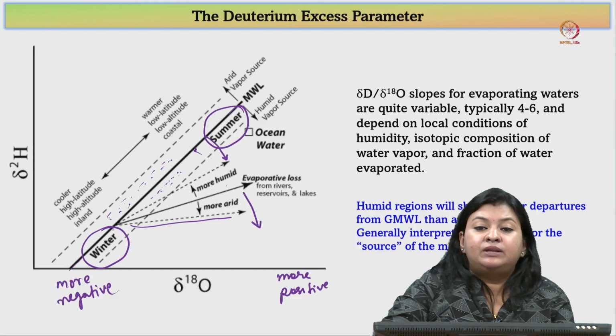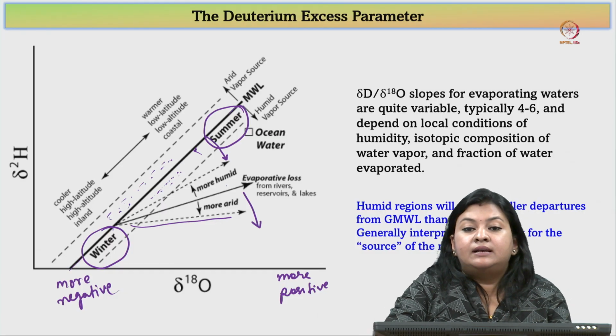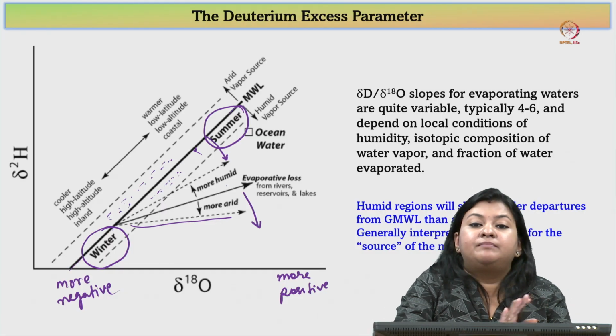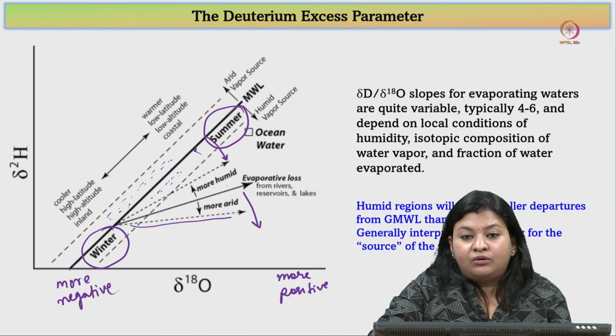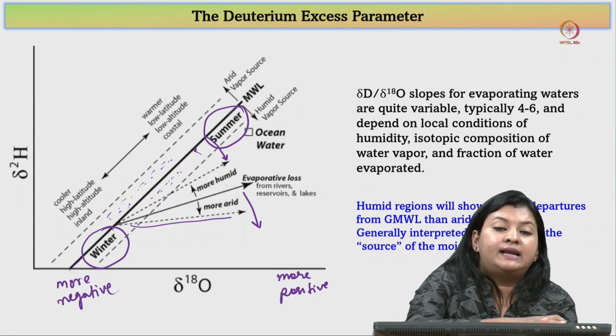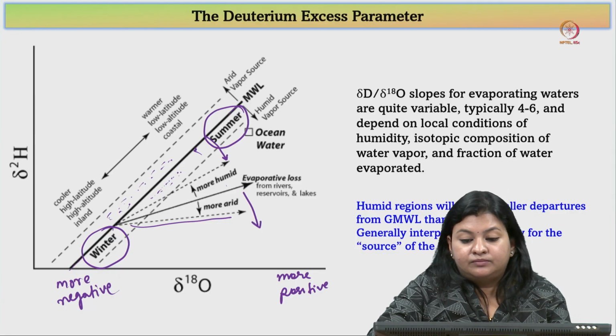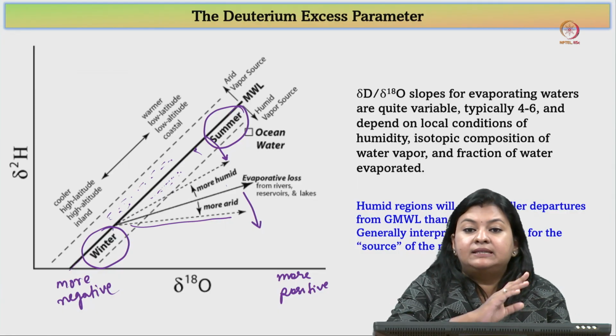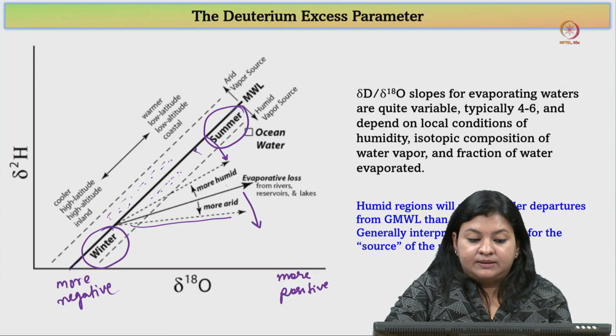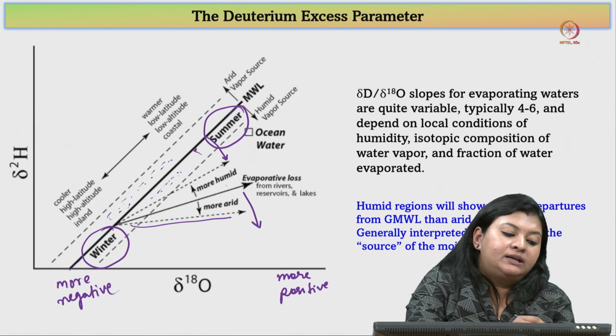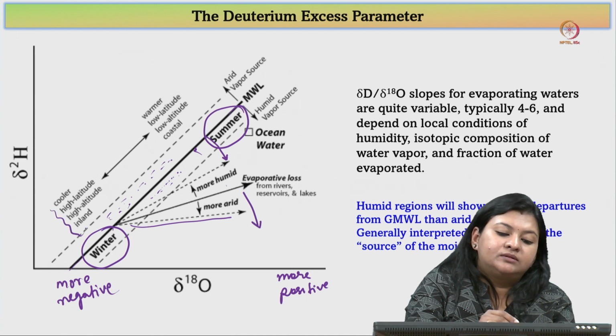So, if you compare, you will see that the summer data are more positive as compared to the delta 18O of the winter samples. Same thing for the delta D axis also. In the summer months, it is more positive as compared to the winter months. So, overall you can come down to this.